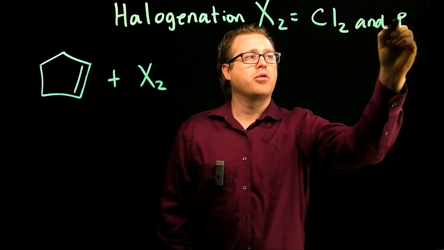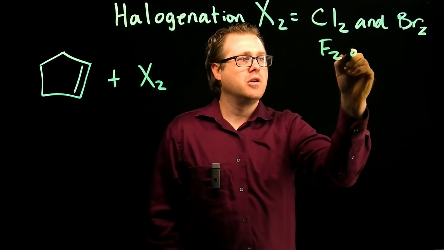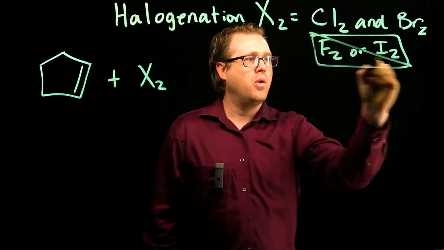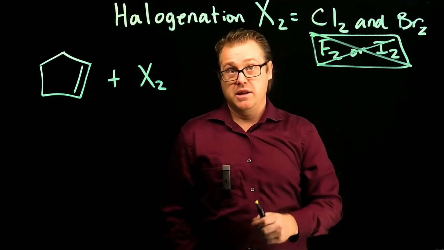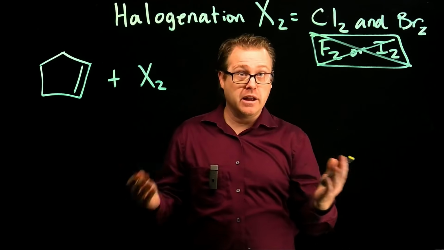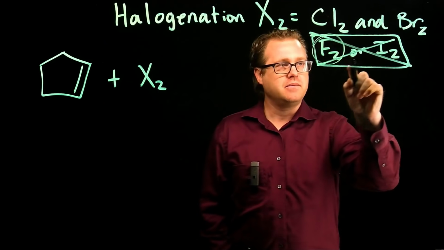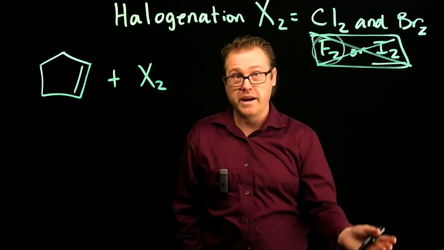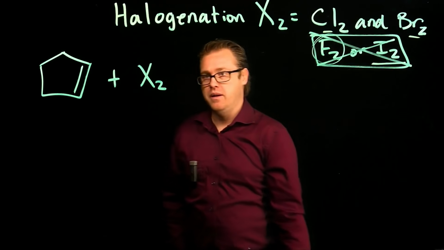and bromine. You do not use fluorine or iodine. Those are no. And the reason why we don't use fluorine is because it's too reactive and explosive. It's not going to get us a clean product. It just happens too fast, so we can't control it. Iodine is just too slow and gives poor yields. So halogenation only uses chlorine and bromine.